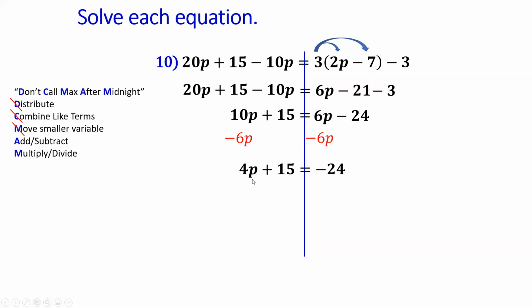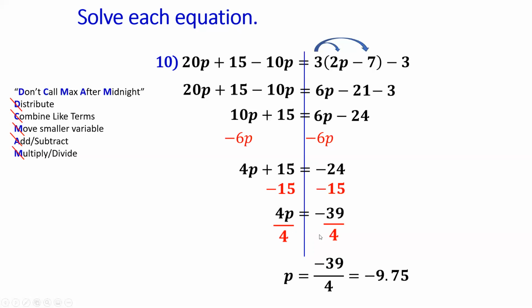For adding and subtracting, obviously I have a plus 15. The opposite of adding 15 is subtract 15. And I'm going to have 4p equals negative 39. A negative 24 take away 15 is a negative 39. And finally, to get rid of the 4, you just divide both sides by 4.